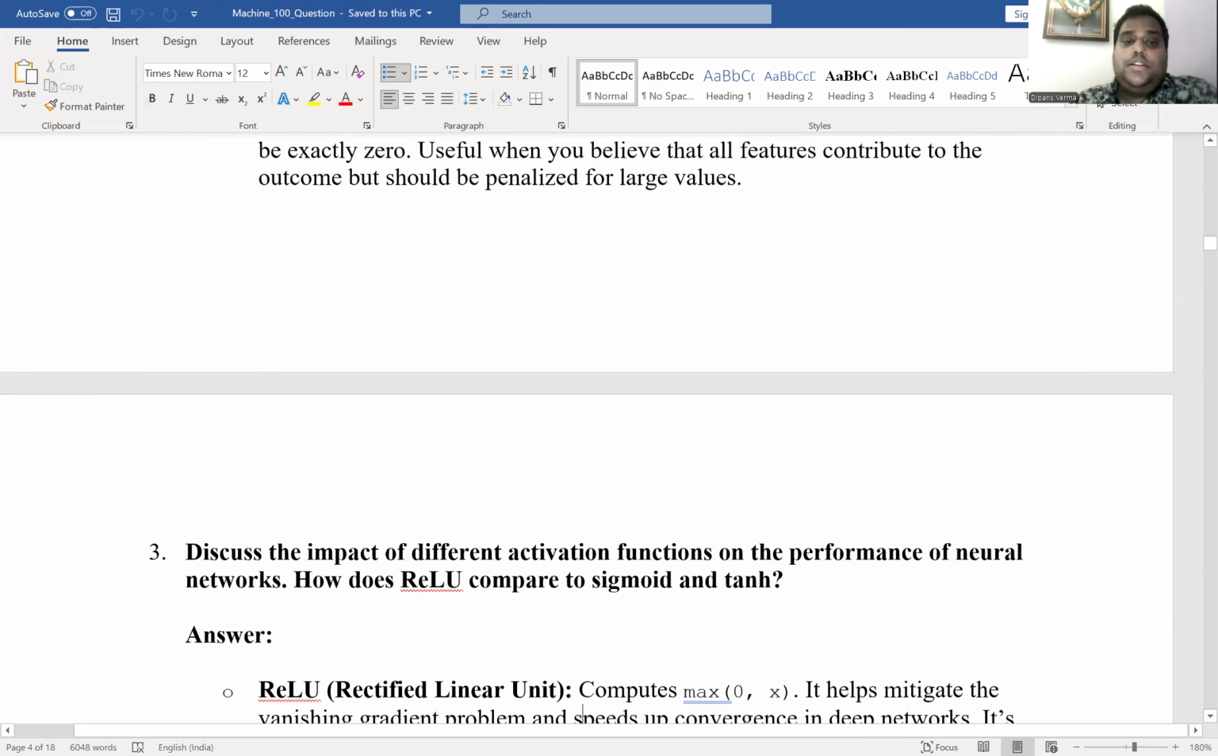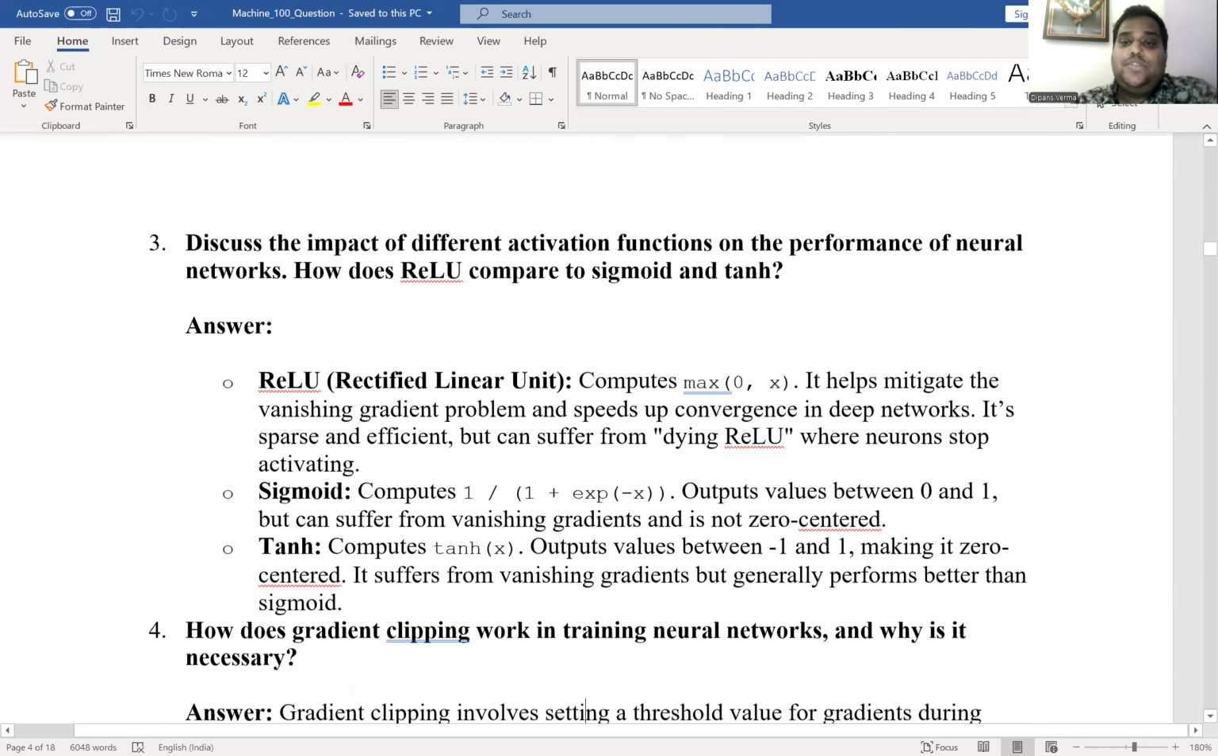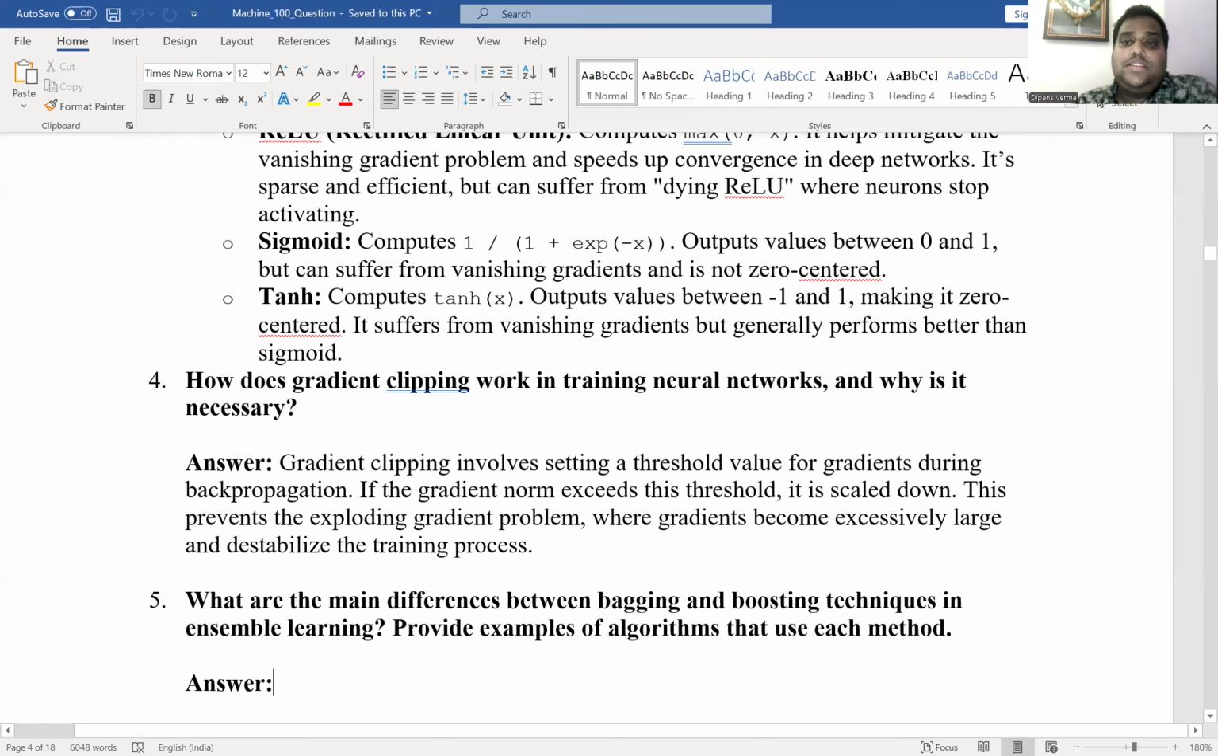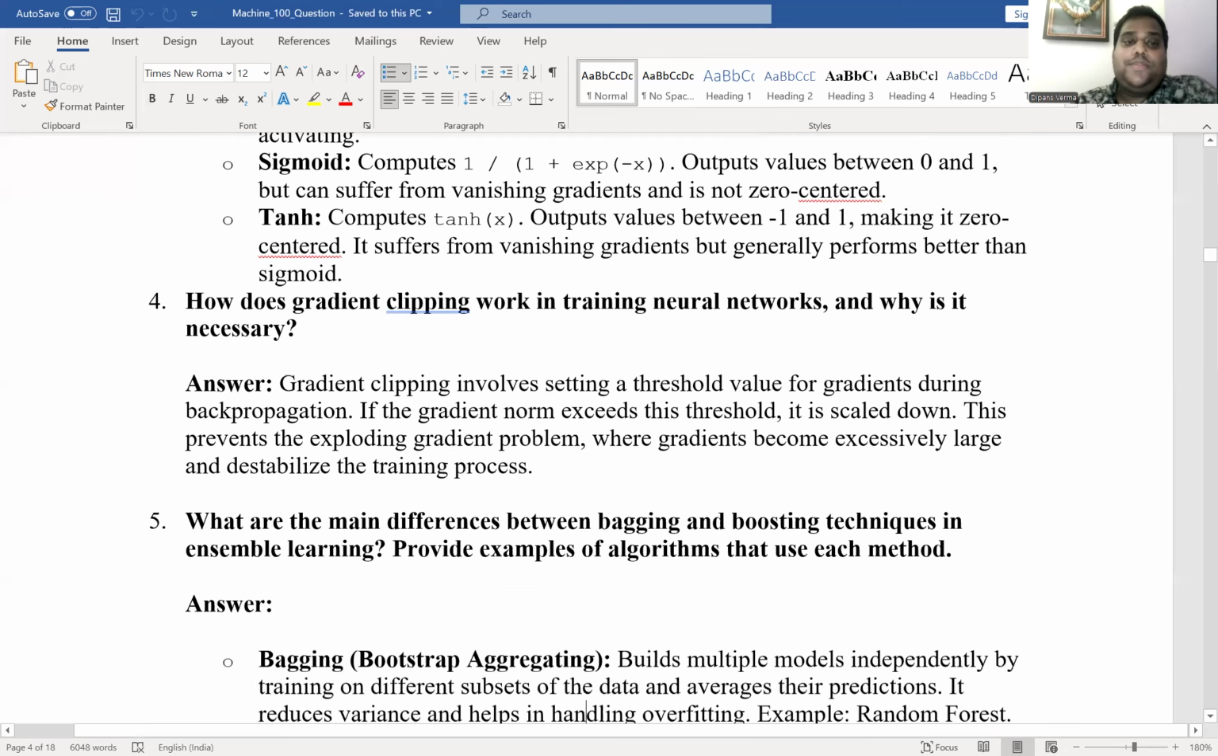After that, the different activation functions. ReLU is very easy to understand. It is sparse and efficient for convergence, but can suffer from dying ReLU, where neurons stop activating. This is the problem, along with speed of convergence. The other activation function is zero-centered, with output values between -1 and 1. It suffers from vanishing gradients, but generally performs better than sigmoid.